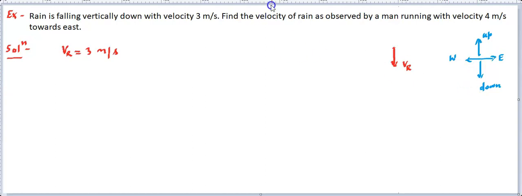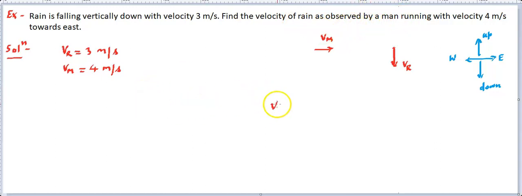If this is the situation, we can say the velocity of the man is towards east. So this is the velocity of the man, and the magnitude of the velocity of the man is also given to us. You will write it as velocity of man is equal to 4 meters per second. Now you know both, but what we need to find is the velocity of rain as per the running man. So let's come to that.